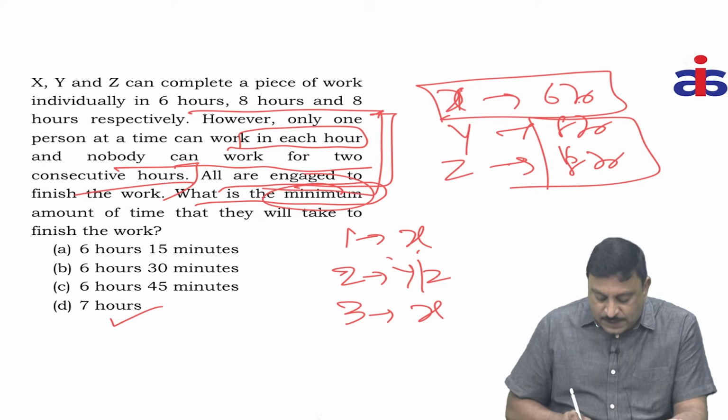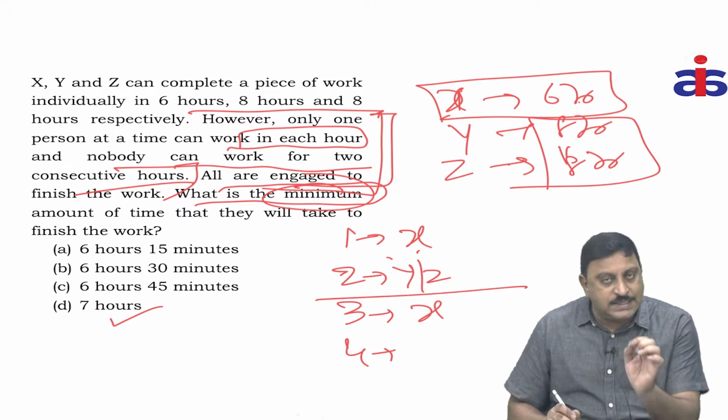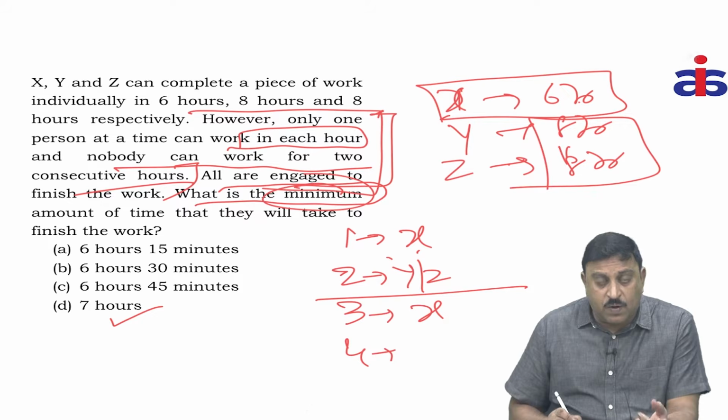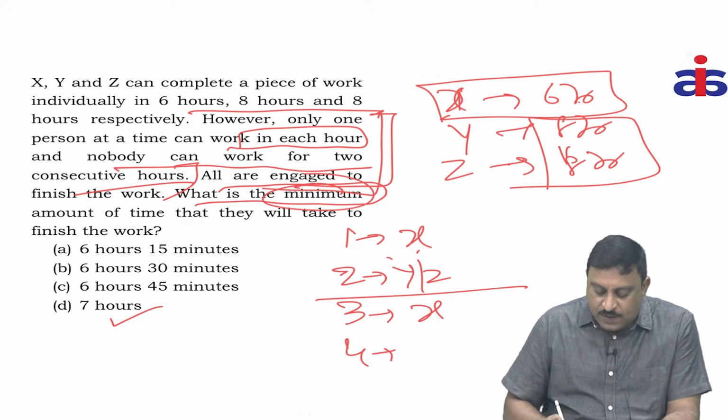So let us go with the same thing. This is a cyclicity. What to do with this one? We should not do this with 1 hour work, that is, you should not assume the total work as 1 here. We have to assume the total work as the LCM of 6, 8 and 8. That is 24 units.